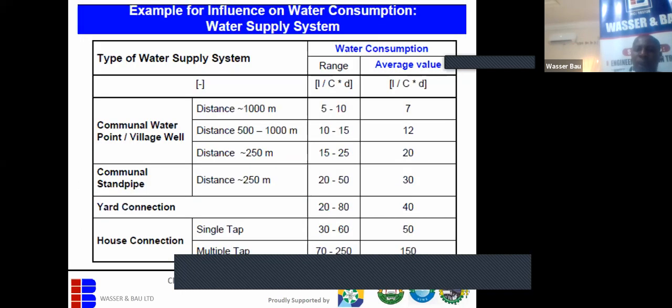So here is just discussing that, based on the distance of the water location to the consumer, there's an influence on the reduction of the water demand. So it's a function of how far you are. You can agree with me that the further you are from the water source, the less water you consume. So this figure just shows us how that can be influenced.